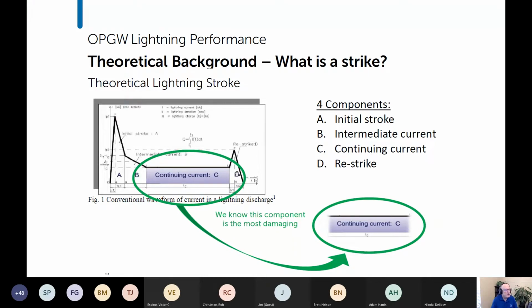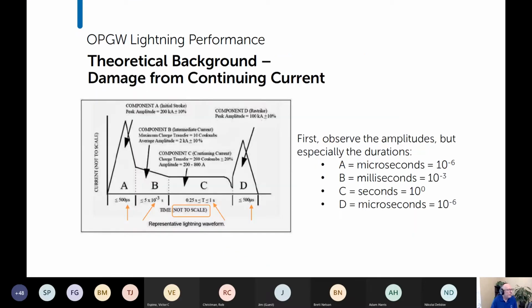Now, it turns out, for reasons which we're going to explain on the next slide, we know that this continuing current component is actually what damages cables. So, to understand why that is the case, you've got to look at the wave component in more detail and factor in that this drawing is not to scale.